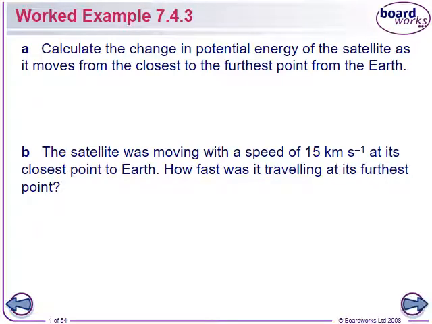Calculate the change in potential energy of the satellite as it moves from the closest to the furthest point from the Earth. Again, we need to do it the same way. We need to find the area under our graph, so we need to count the number of squares and work out what each square is worth. There's a lot more squares this time.